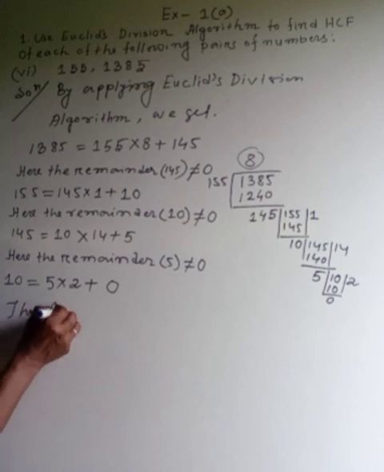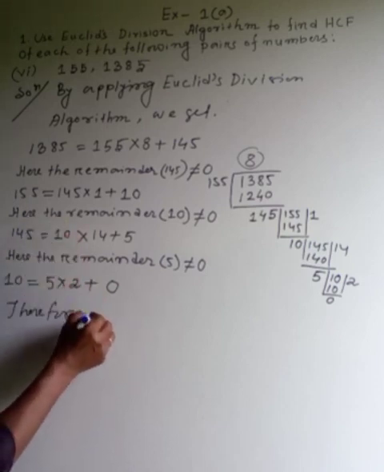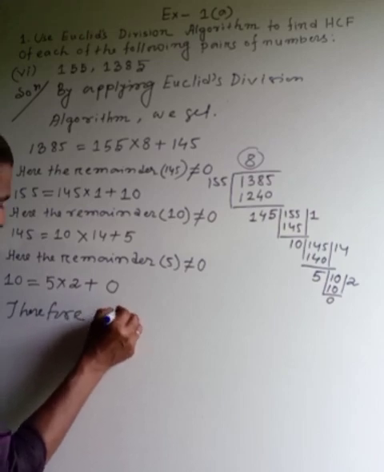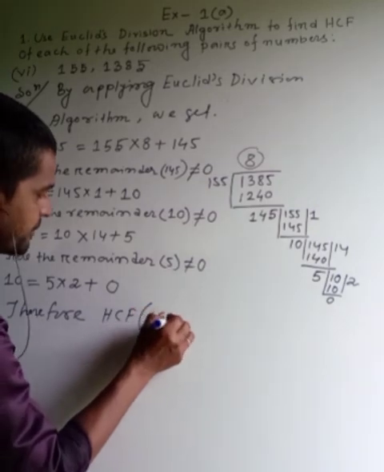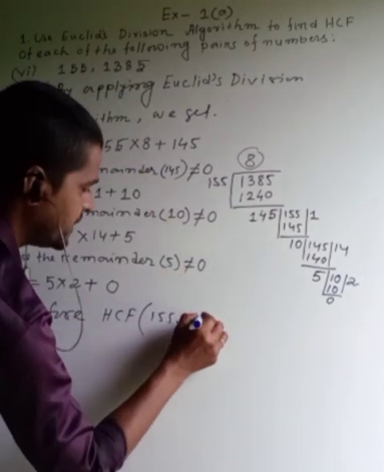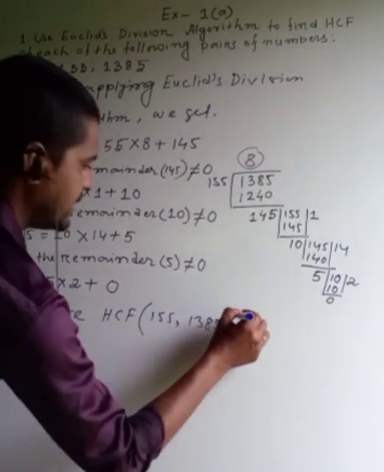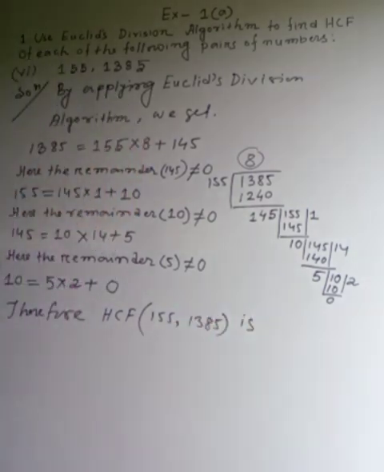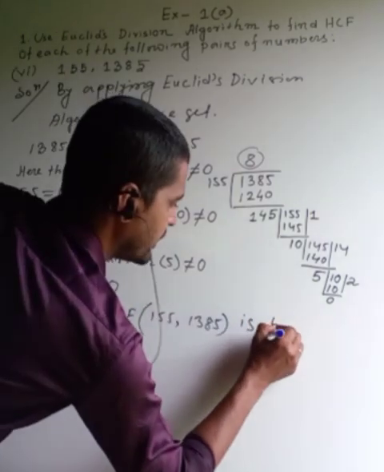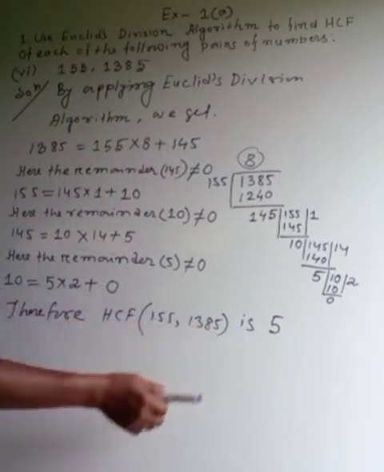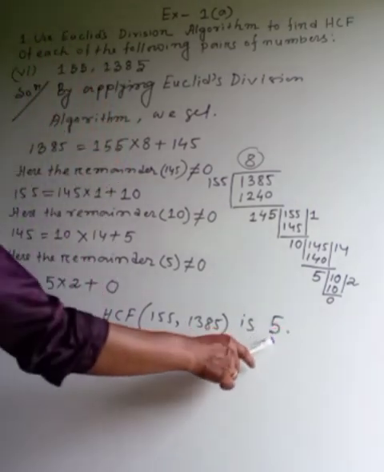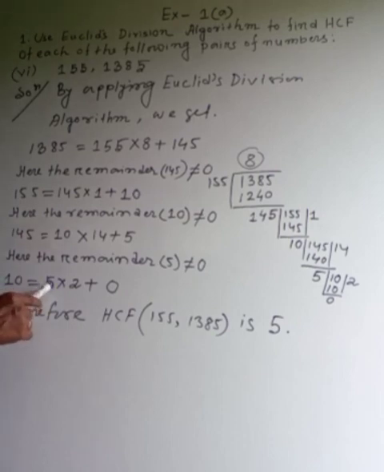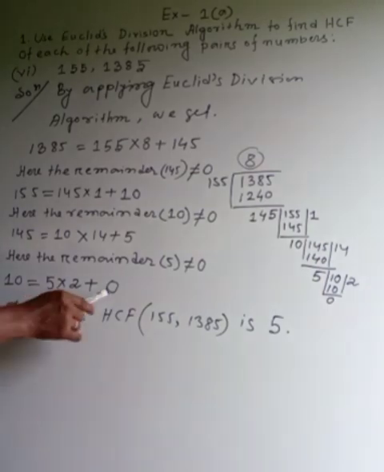Therefore HCF of 155 and 1385 is how much you got? 5. Or you can give the equal symbol here also if you like. So at last we got the answer 5. Why is the answer 5? Because the divisor is 5, and at that time only you can choose this as the answer because the remainder is 0.